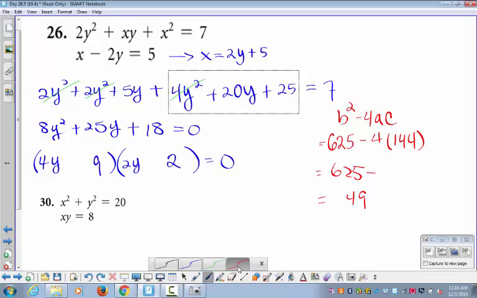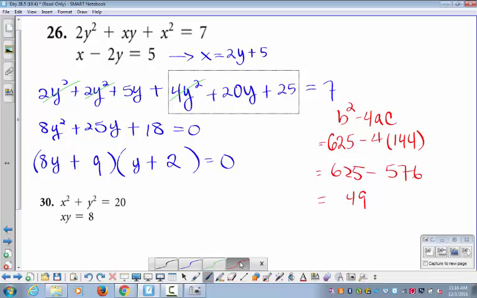What is it? It's 8x plus 9 and x plus 2. Or, yes, 8y plus 9. Let's check. 16 plus 9 is 25. Yes, that works. Good job. And what was the 144 times? That was 576.